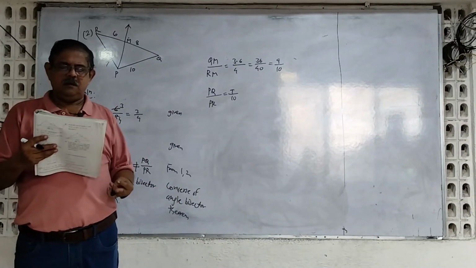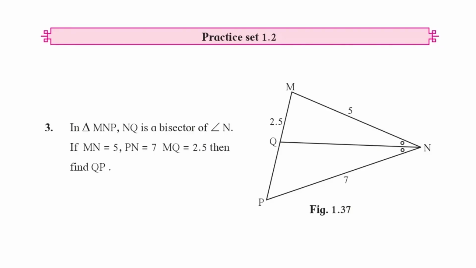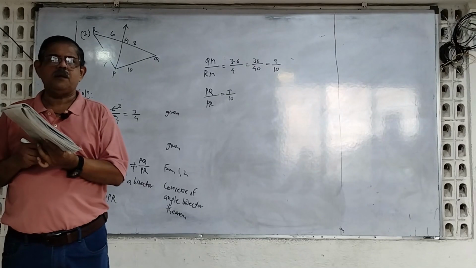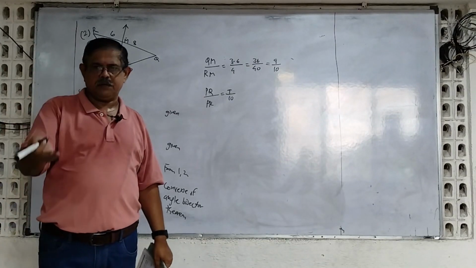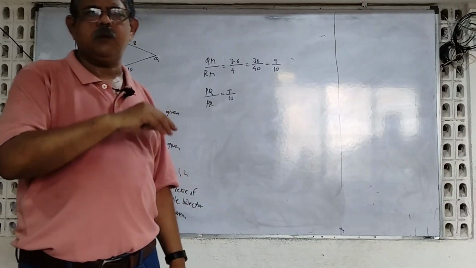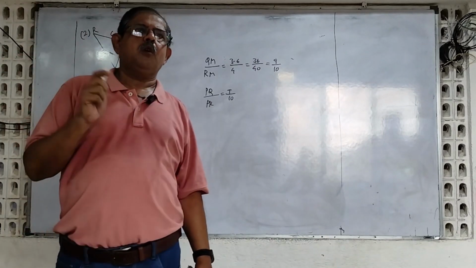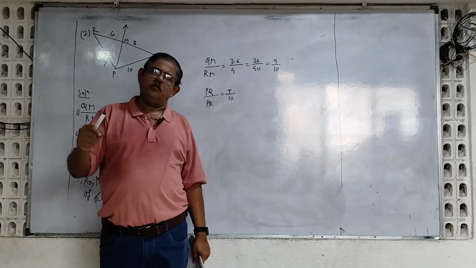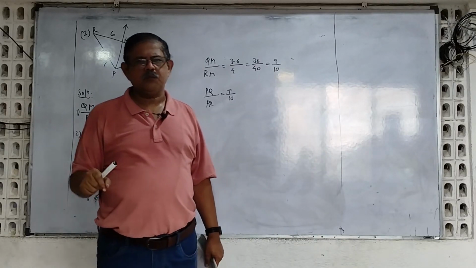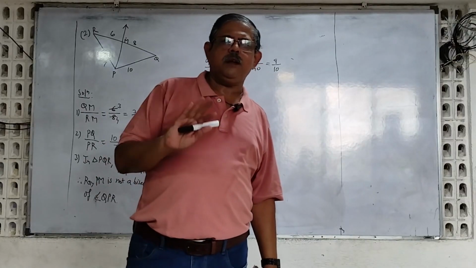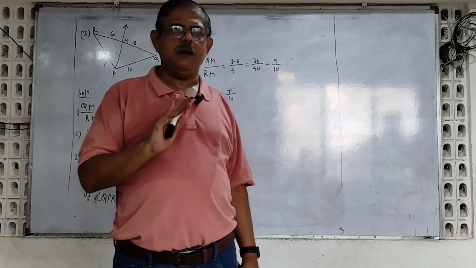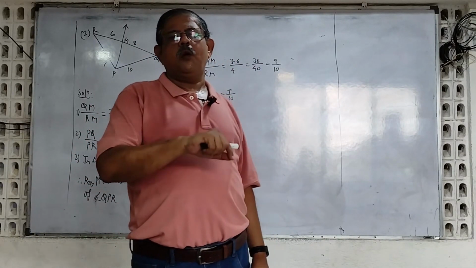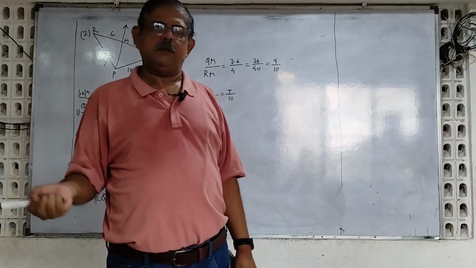Yes. What is the question? NQ is the bisector of angle N. It is given to you. That means you have to apply only the angle bisector theorem now. Instead of remembering two different names, property of angle bisector theorem of a triangle or angle, you can remember only one name. It is given in the textbook. As I told, there is no harm in writing any of the results. Angle bisector theorem or property of an angle bisector of a triangle.